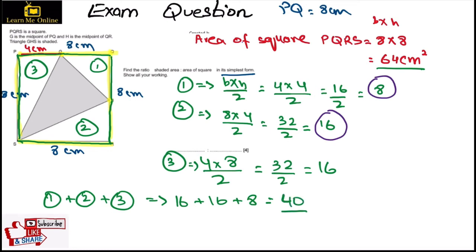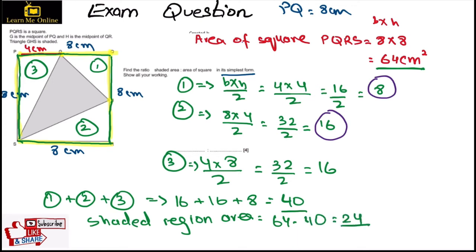So we know that this is the area of these triangles. Because we are now finding the shaded region, the shaded region area would be the total minus the sum of the three triangles. We know the total area is 64. From 64 you minus that 40 from here and you would have 24. So this is the area of the shaded region. I'm going to underline it. So the area of the shaded region would be 24.